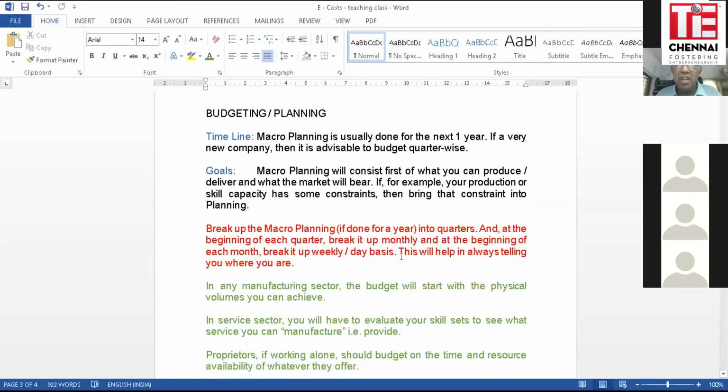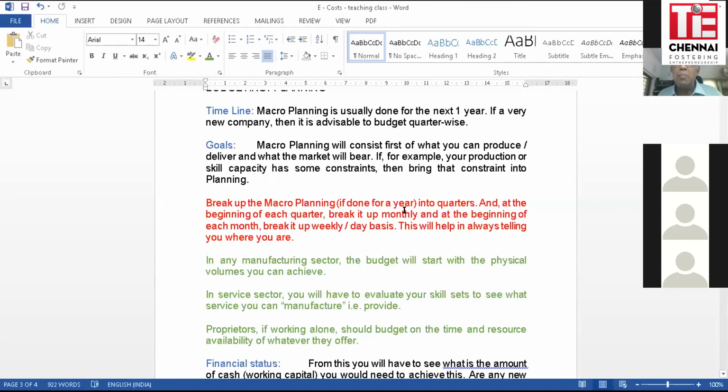In budgeting, first is timeline. Macro planning is usually done for 1 year. We normally take 1 year as a financial year, which is April to March, and we do a planning for that 1 year. The planning should involve essentially, what's going to be my revenue? Now, if you're making more than one product, then a breakup of the products, which is going to give you what revenue in terms of numbers, in terms of revenue.